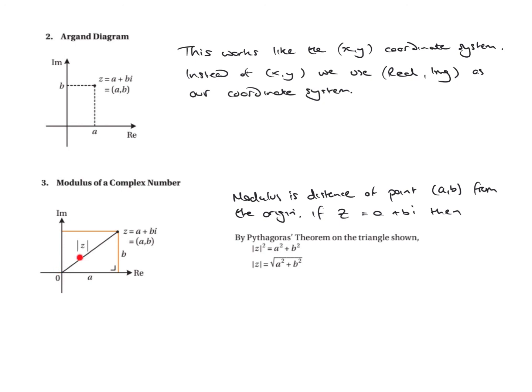You can see here that the modulus of z squared is equal to a squared plus b squared. That's where it is. And in order to work out the modulus, all we need to do is take the square root of the a squared plus b squared, and that there is the modulus. So the modulus is the distance from the origin to where we want to get to on the Argand diagram.